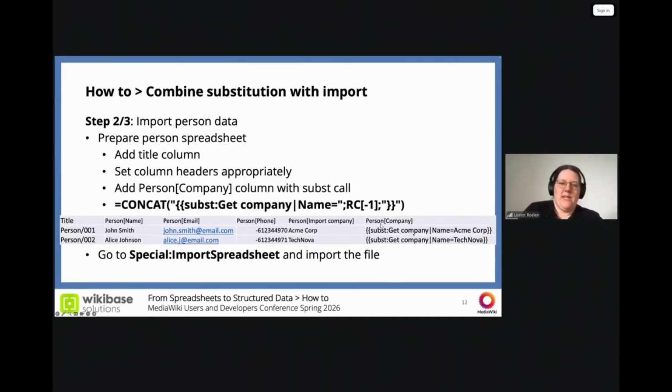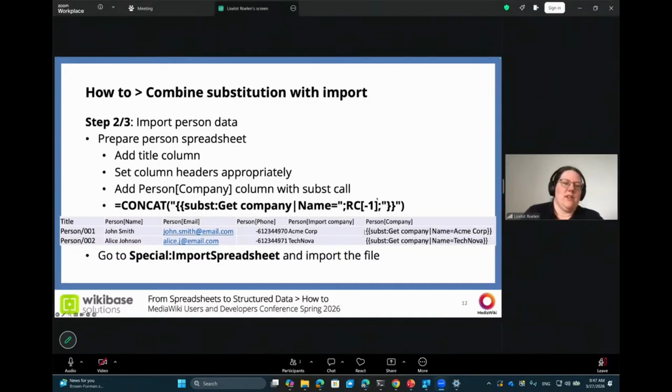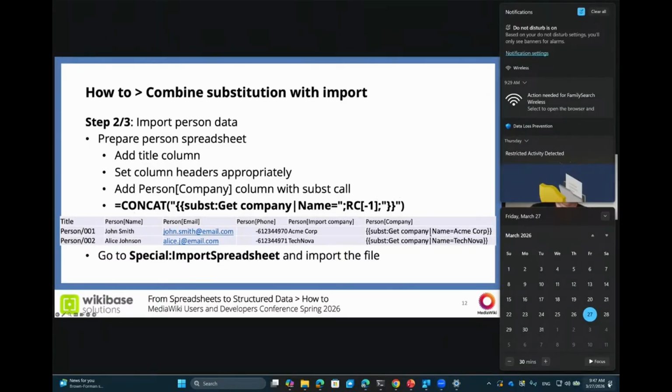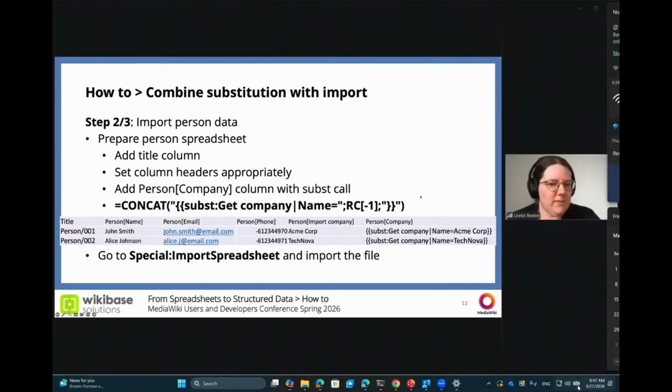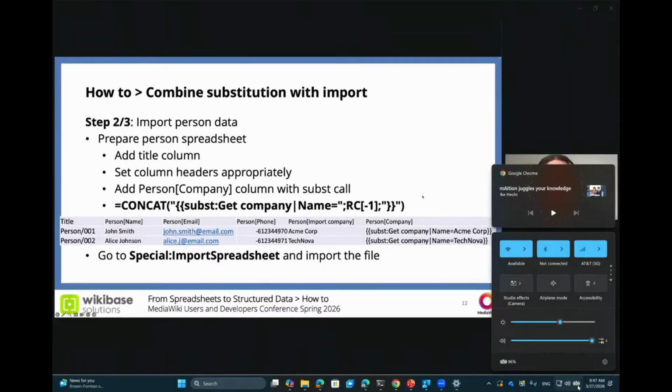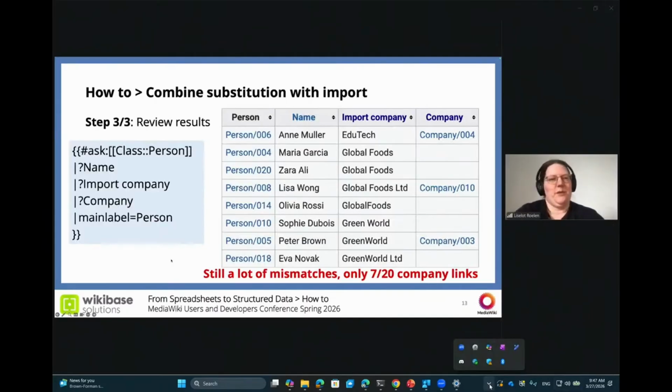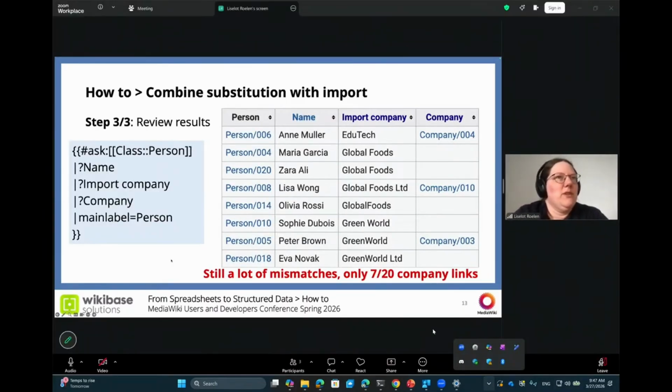And to easily fill this entire column, you could use, for example in Excel, the concatenate function. So you can just copy paste the same value to each cell in this column, and you don't have to do manual work to get the correct names in there. Then when that's finished, we just go to Special:ImportSpreadsheet again, import the file and wait for the import to finish. Then after it's done, we can review the results.